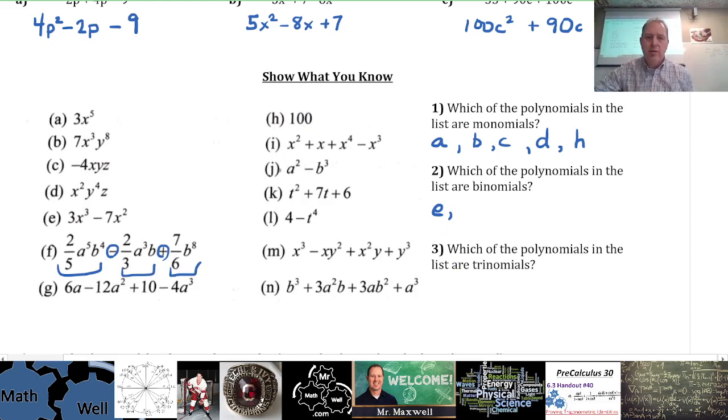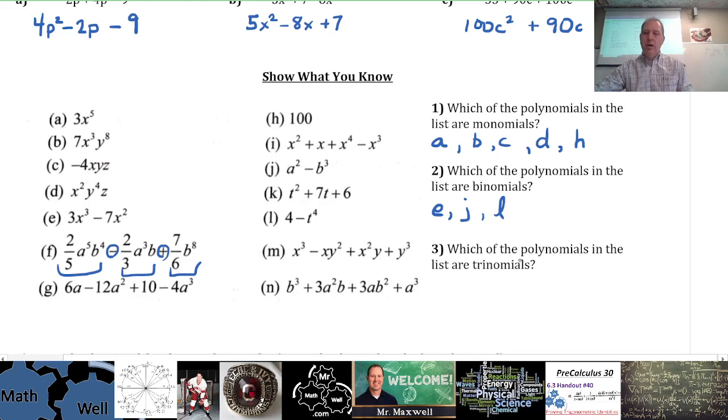Other binomials. Ooh, what about this one? What about J? Is that a binomial? You bet. J is a binomial. Not K. L is a binomial. Good. And these other ones have way too many terms. So E, J, and L.